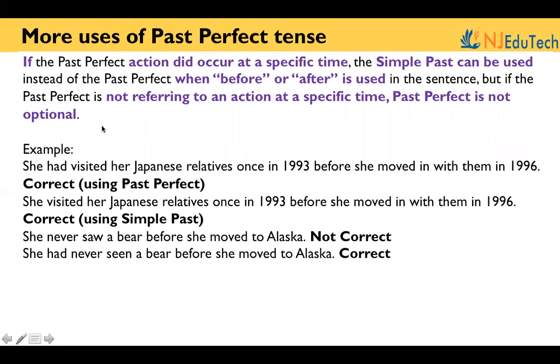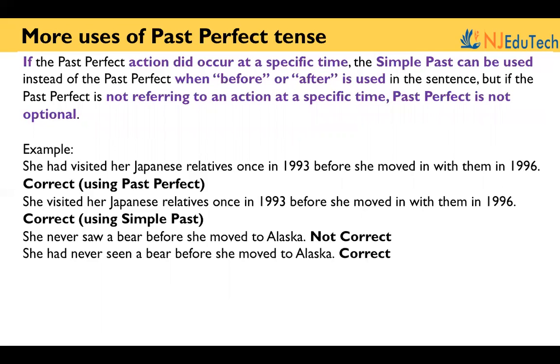If the past perfect action did occur at a specific time, the simple past can be used instead of the past perfect when before or after is used in the sentence. But if the past perfect is not referring to an action at a specific time, past perfect is not optional. For example, she had visited her Japanese relatives once in 1993 before she moved in with them in 1996.